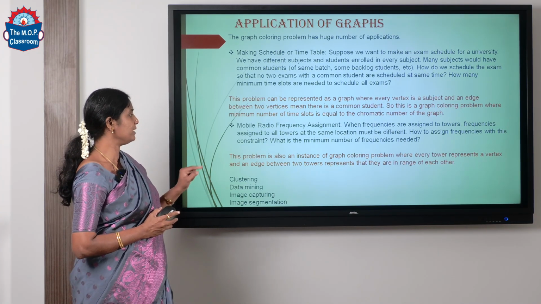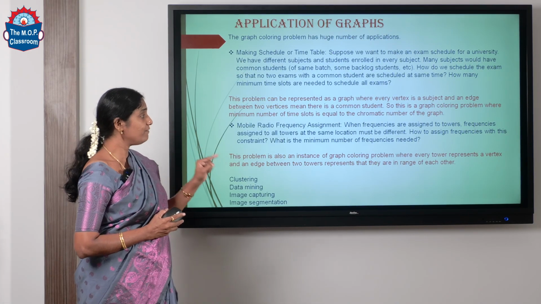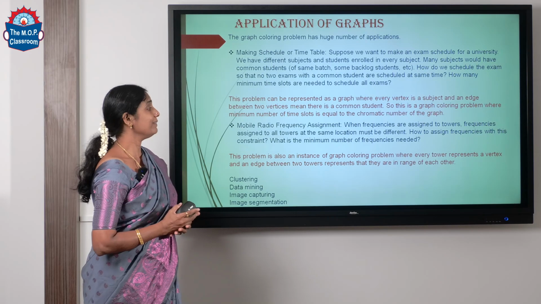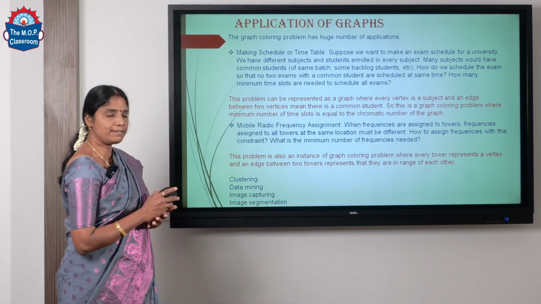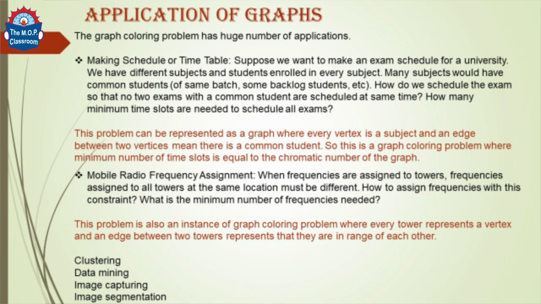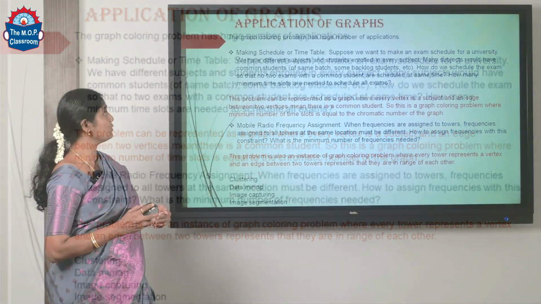This problem is also an instance of a graph coloring problem where every tower represents a vertex and an edge between two towers represents that they are in range of each other. If there is a range between two towers, we connect them by an edge, otherwise we never connect them. Hence you can find the solution. In the same way, I can use graph coloring concepts for clustering, data mining, image capturing, and even image segmentation. So these are the real life situations of graph coloring.